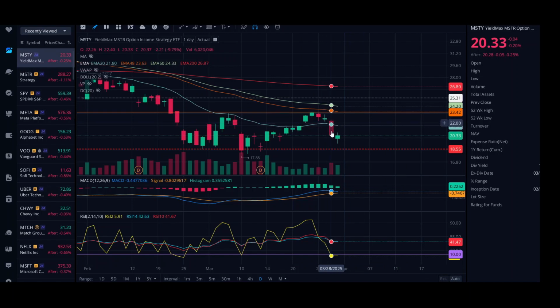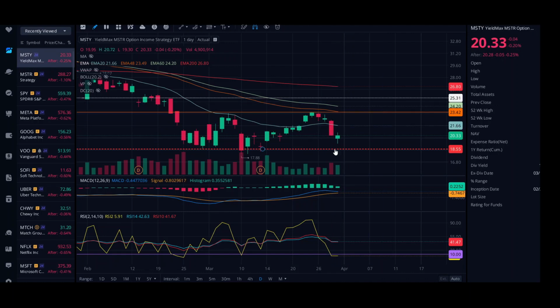Now Friday we had that big red candle here, and today we did have a green candle, but it's just because it actually moved up, so it opened lower than it closed today. But the close was still under the close from Friday, so therefore we get the red numbers here.